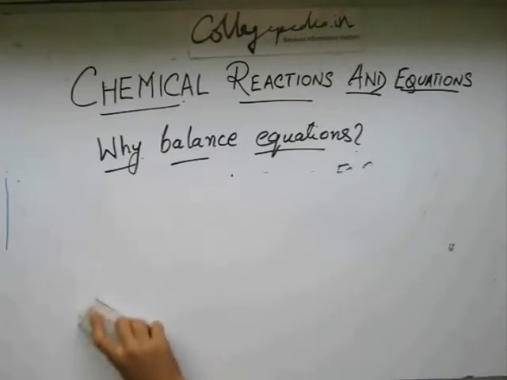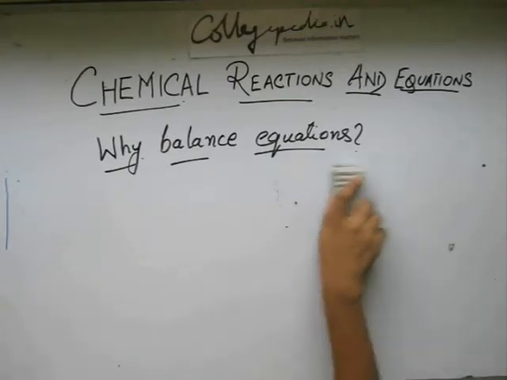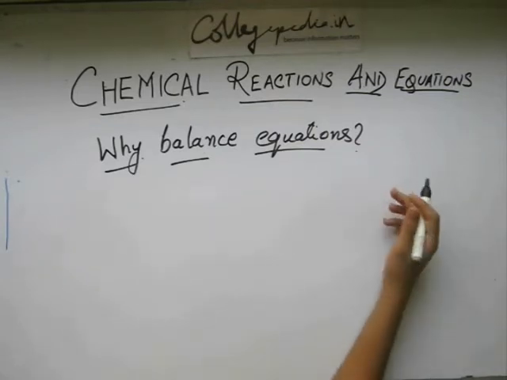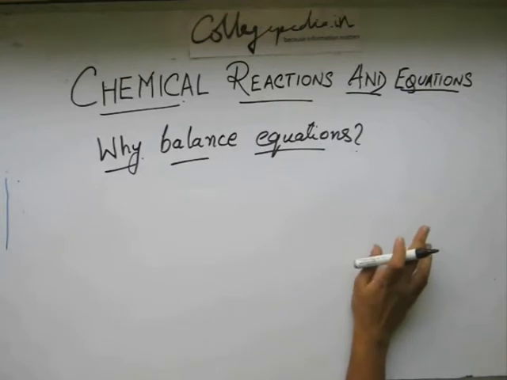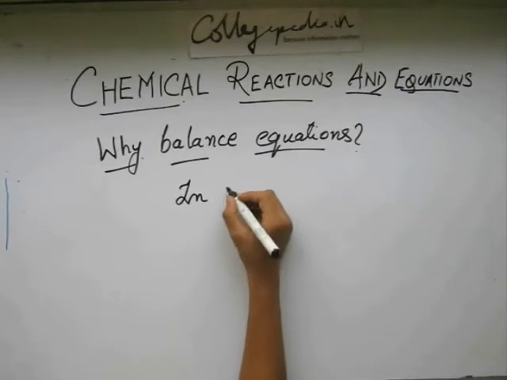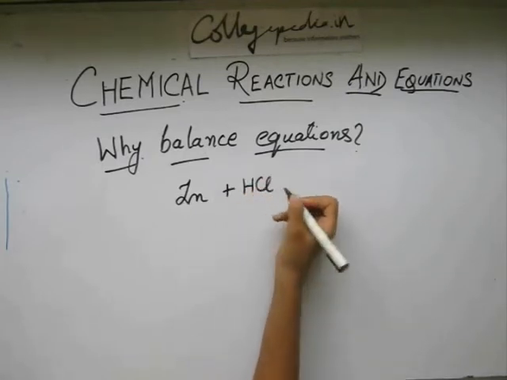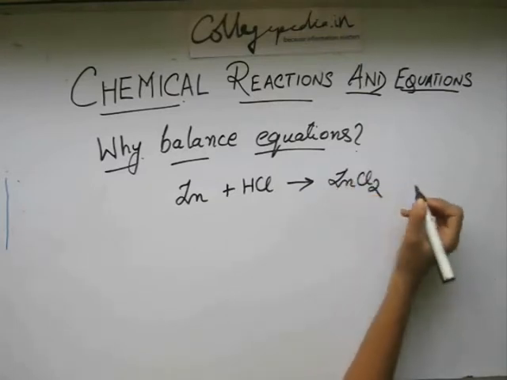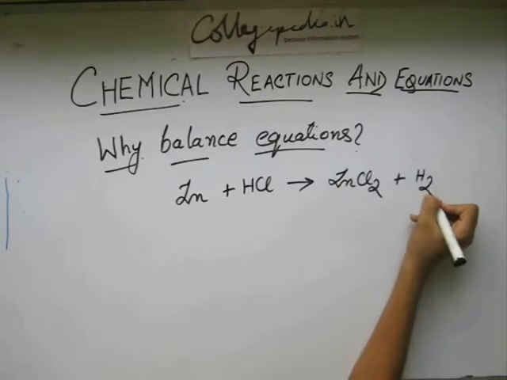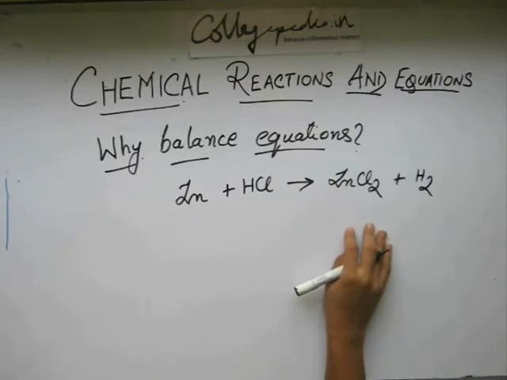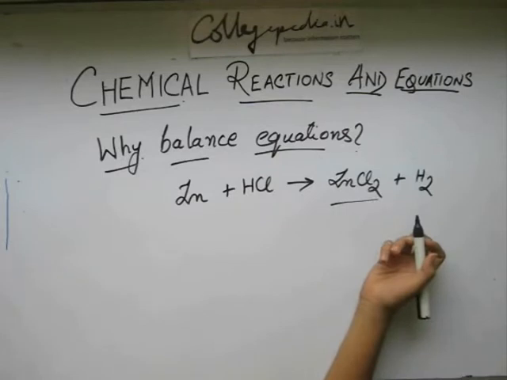Now let us balance a few more equations. Like I told you, in our zinc granule and hydrochloric acid activity, the reaction was zinc plus hydrochloric acid. It would give zinc chloride, which is ZnCl2, and hydrogen gas. So how can you balance this equation? So here the most complicated thing you will find is zinc chloride.